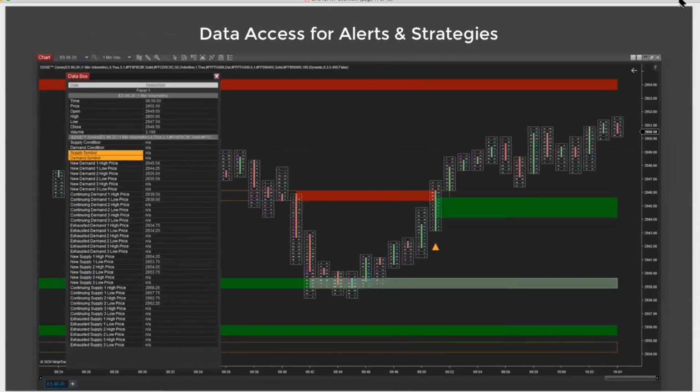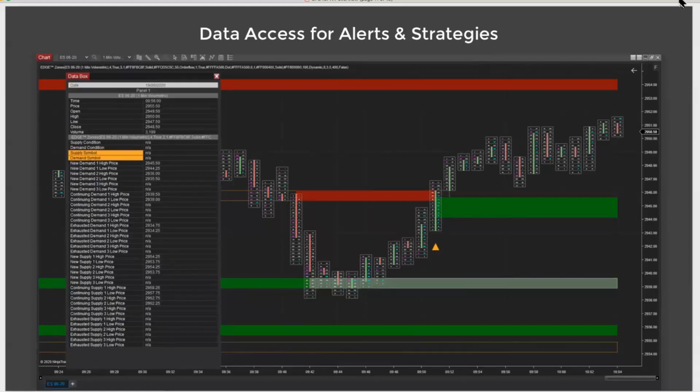Now, all of the information that we analyze within the indicators, we make available within NinjaTrader so that you can use the data for alerts, strategies, automated trading. So if you use tools like Bloodhound or Blackbird from Shark Indicators, we expose all of the levels that we're identifying, as well as simple conditions. Do we have a new supply event? Do we have a new demand event?